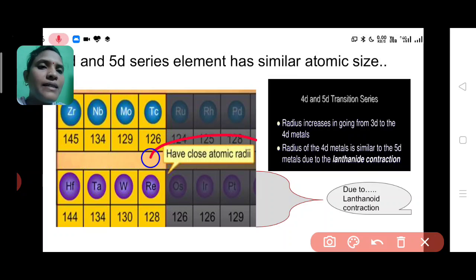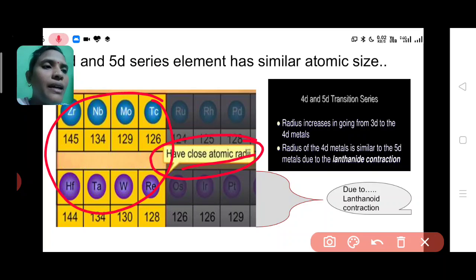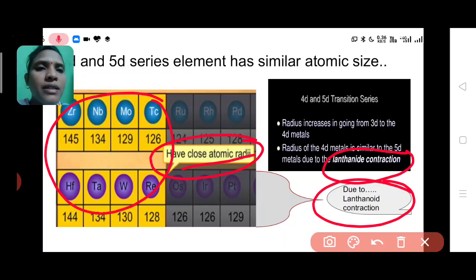Similar atomic size. See this, they have close atomic radii. All these 4 pairs, that means all these 8 elements, have close atomic radii, and this close atomic radii is due to this lanthanoid contraction.